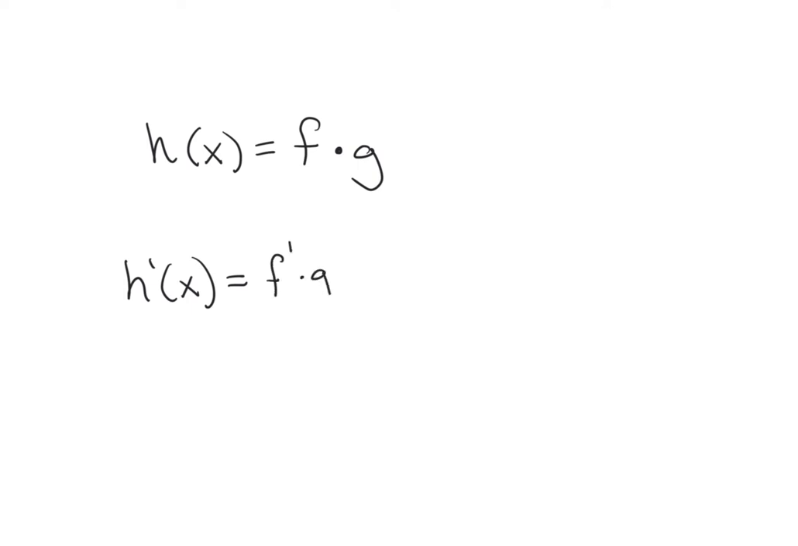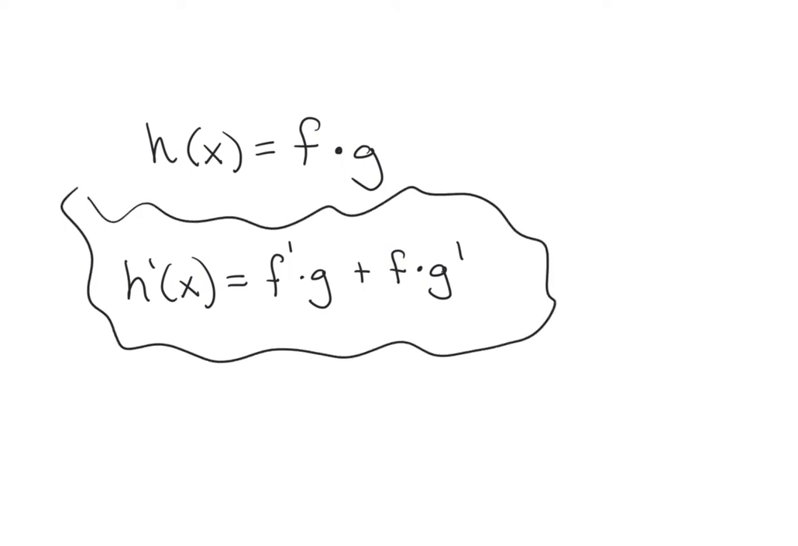So if you have a function where you basically have the product of two other functions, to take the derivative, what you have to do is take the derivative of the first times the second plus the first times the derivative of the second. So this is something that you need to memorize, the product rule.